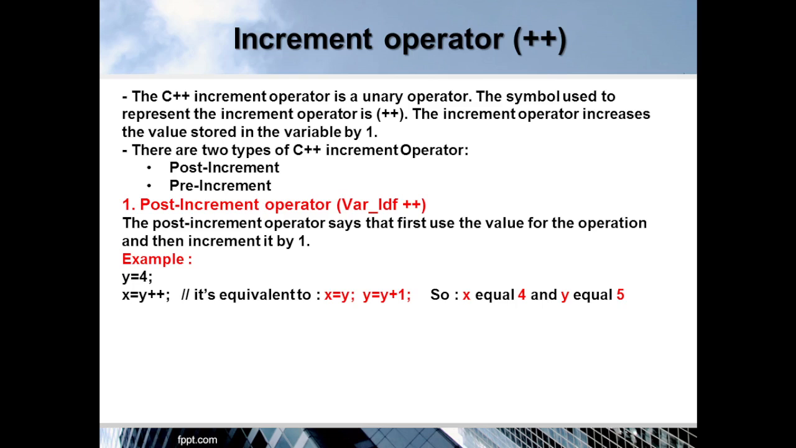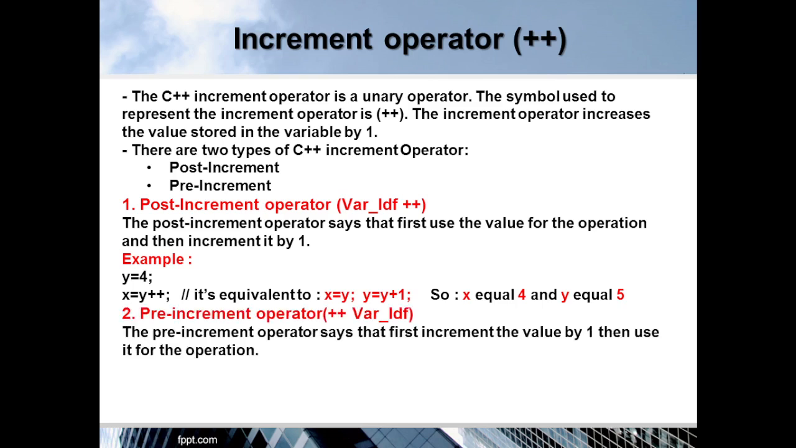Then y is incremented by 1. And don't forget that y plus plus means that y is incremented by 1. So at the end, we obtain x equal 4, which is the initial value of y, and we have y equal to 5. Okay? Let's move to the second type of increment operator.